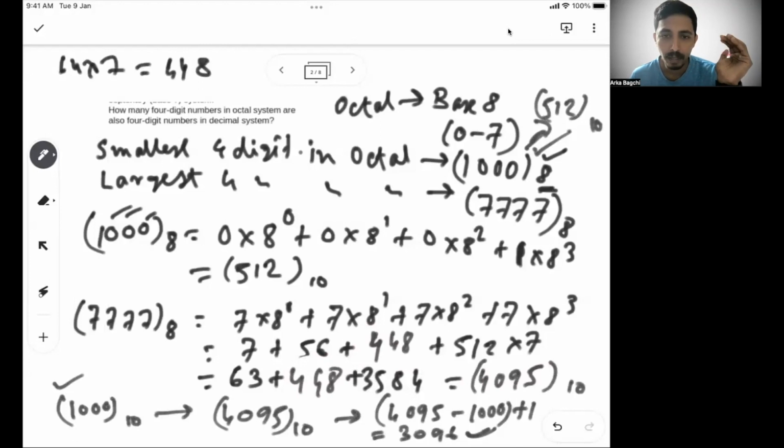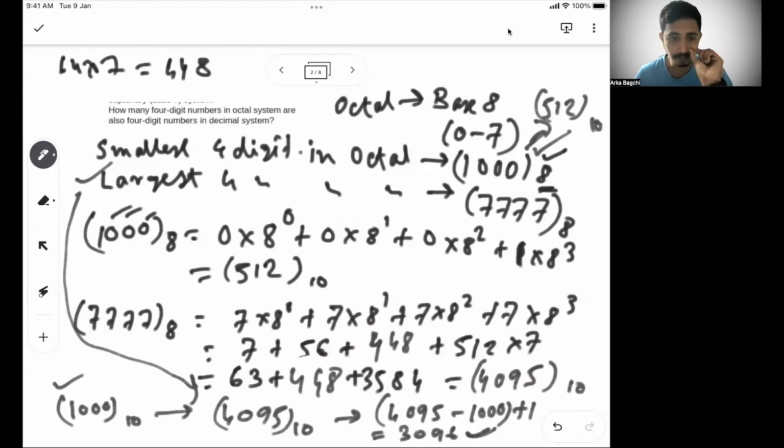Then we see the smallest four-digit number in octal system is not a four-digit number in decimal. So then we have to see from where we should get the first four-digit number in decimal system, which is 1000, and from there till the largest four-digit number in decimal, which is equivalent to the largest four-digit number in octal system, which is this 4095 in decimal system. Okay. So then we see 4095 to 1000. How many numbers are there? There are 3096 numbers. Hope it's clear. If it is not clear, please drop a note. We'll be able to help you.